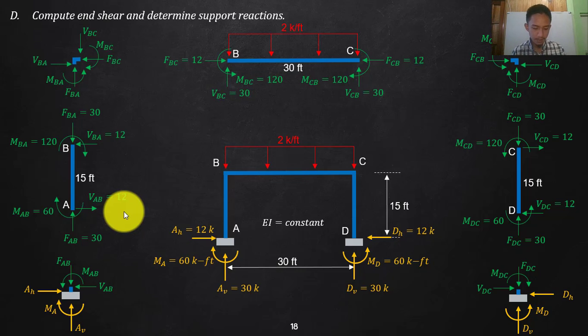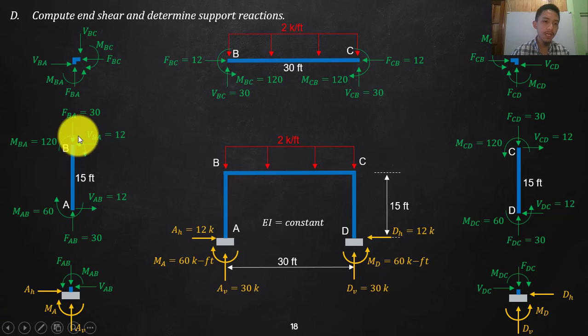180 divided by 15 is, yes, 12. So summate horizontal. Your VAB on the other side, on the top, since there are no other loadings here horizontally, will be the same but in the opposite direction. Okay, now go to your member BC. Get the end moments again. I mean end shears, using your end moments.